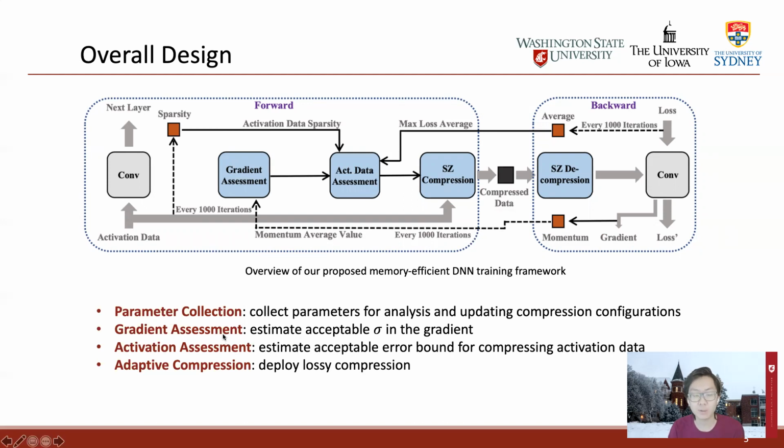And then we do the gradient assessment, in which we provide an estimate of the acceptable error in the gradient, and then pass it to the activation data assessment, in which we provide the error bound for the given convolutional layer's activation data. And then last but not least, of course, we compress the activation data in the forward propagation and then decompress it in the back propagation when it's needed for gradient computation.